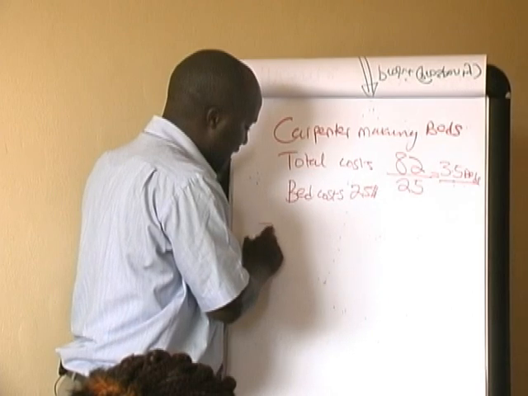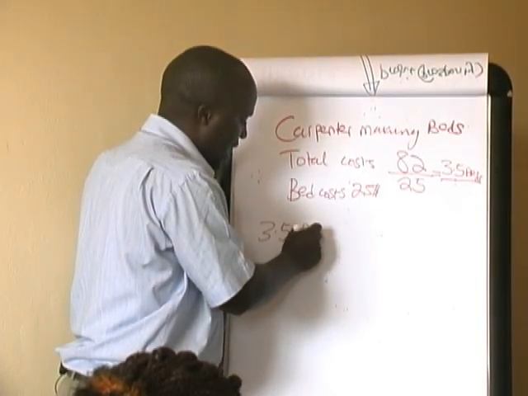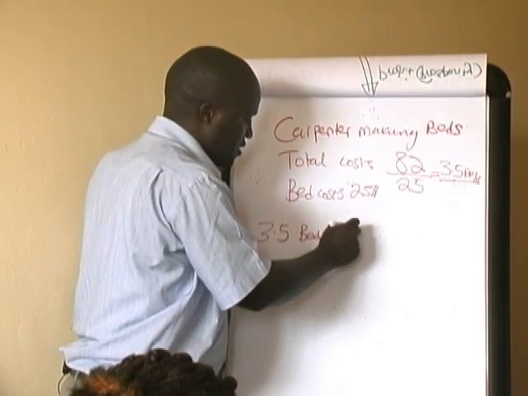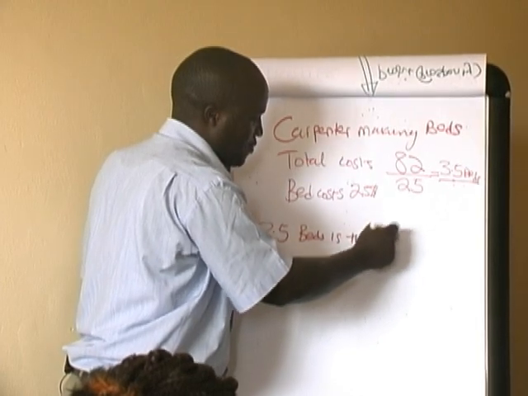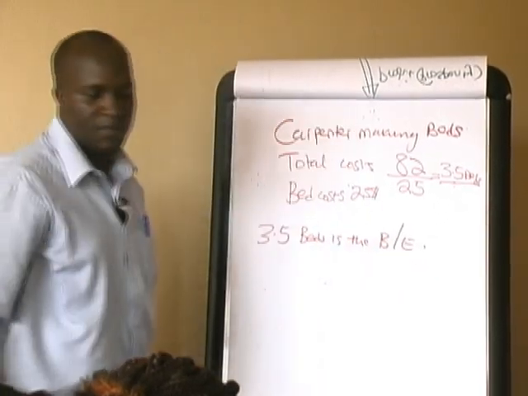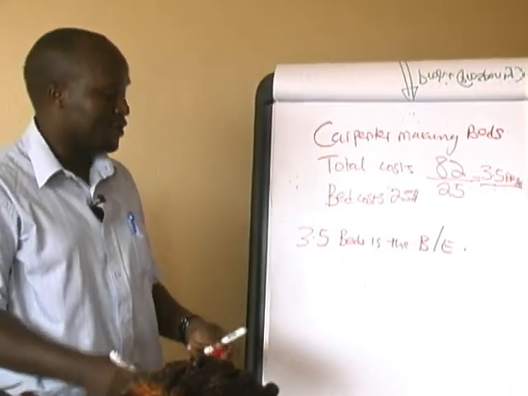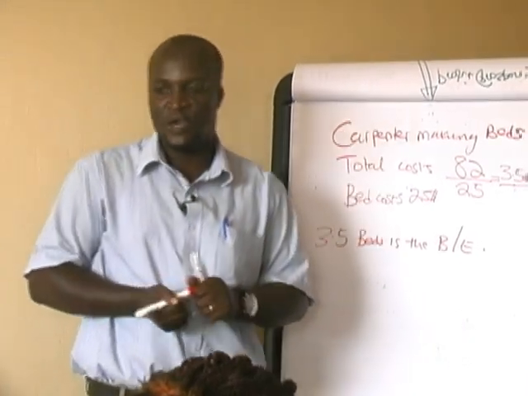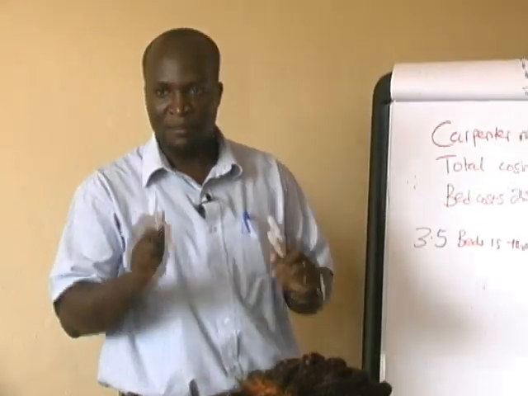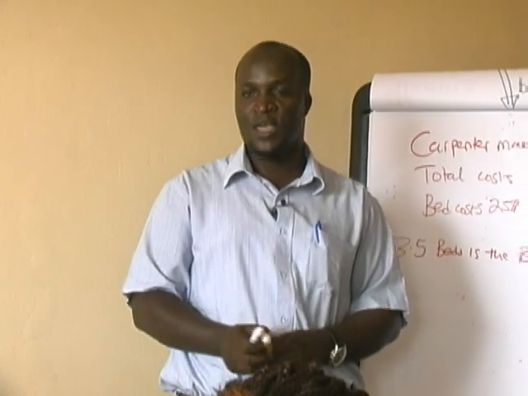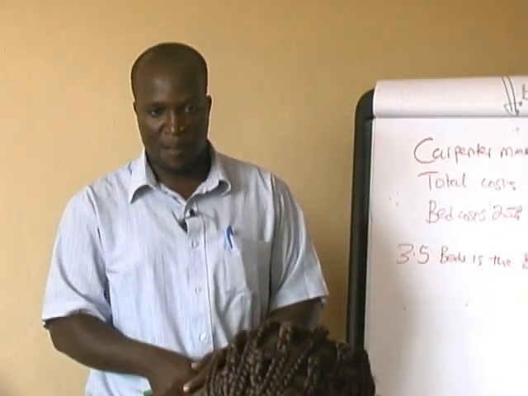And so the 3.5 beds is the break-even point, as we have discussed. That's the point where he knows if he sells 3.5 beds, he will make money. If he sells anything below 3.5 beds, he will be in a loss. If he sells above, he will be making some money.